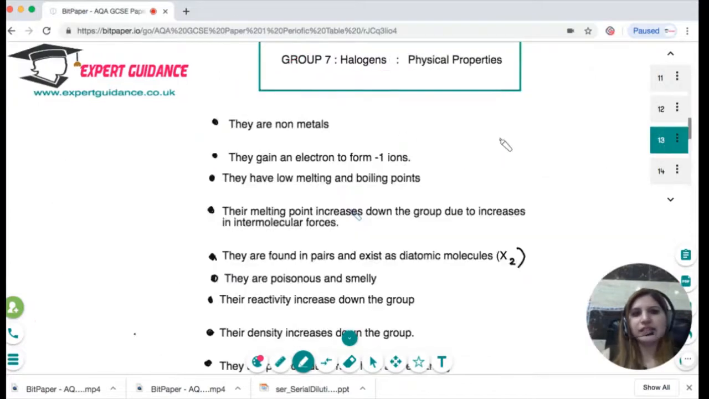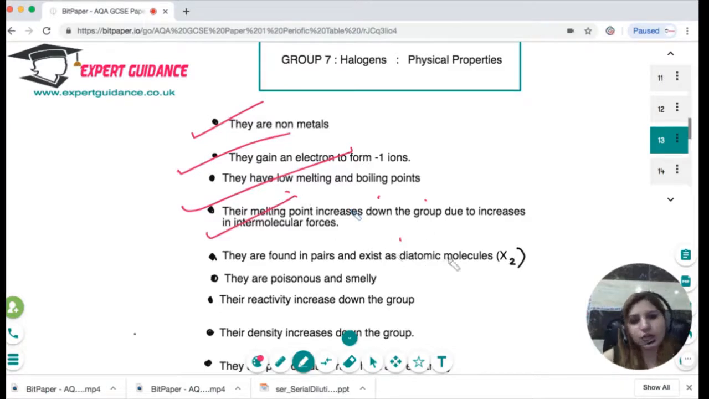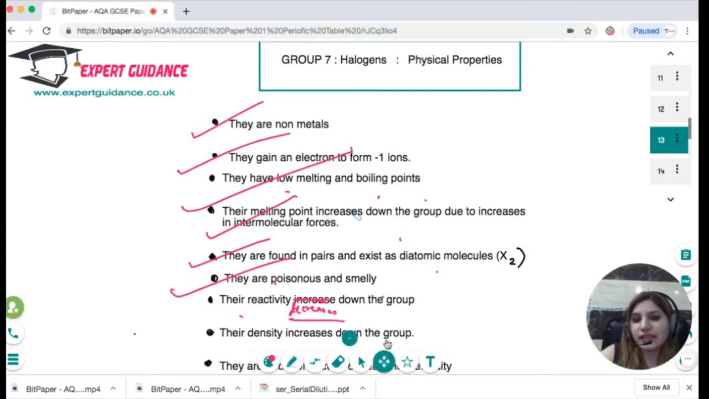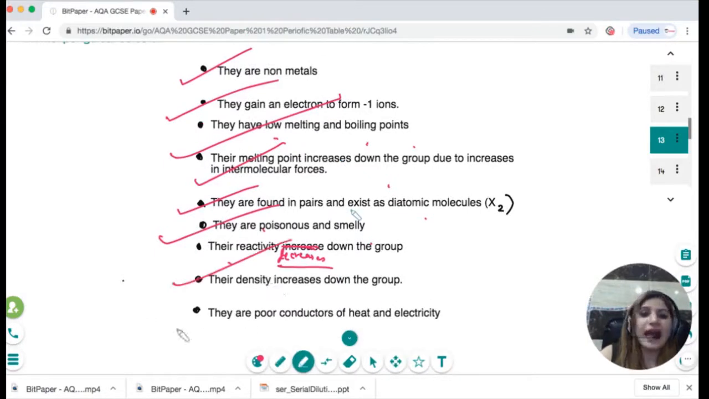Okay, so now let's talk about the physical properties. We all know they are nonmetals, found on the right. They gain an electron to form -1 ions. They have low melting and boiling points, and their melting and boiling points increase down the group. I already told you they exist as diatomic molecules. They are poisonous and smelly. Their reactivity does not increase down the group; the reactivity decreases down the group. Their density increases down the group, and they are poor conductors of heat and electricity.